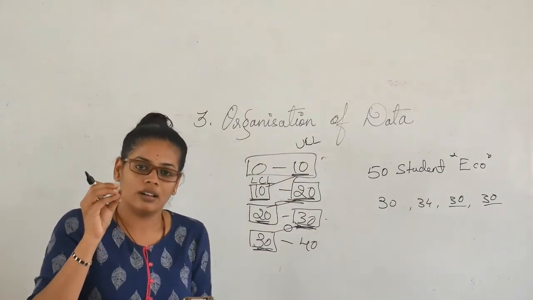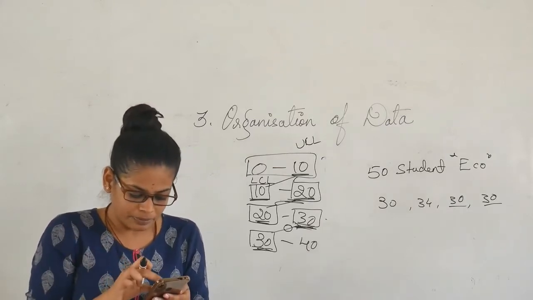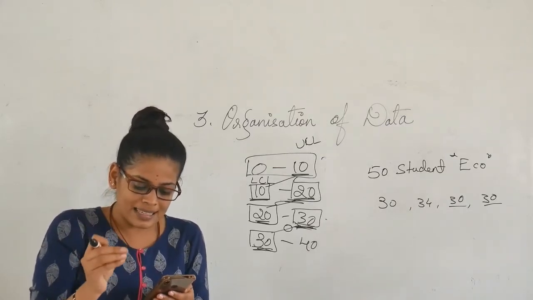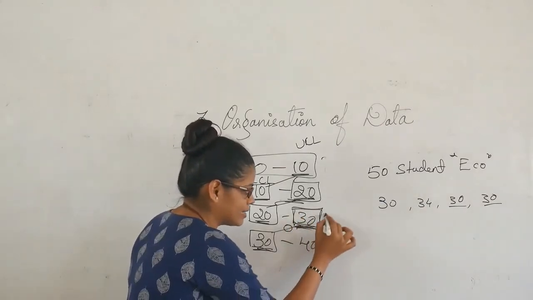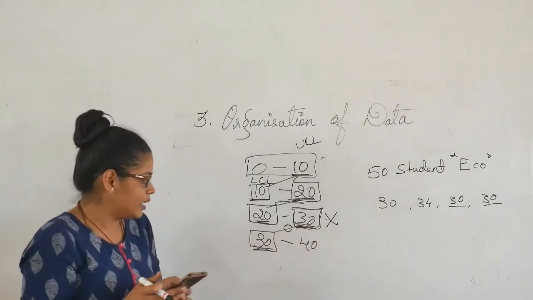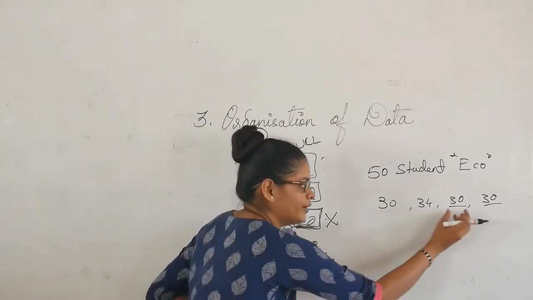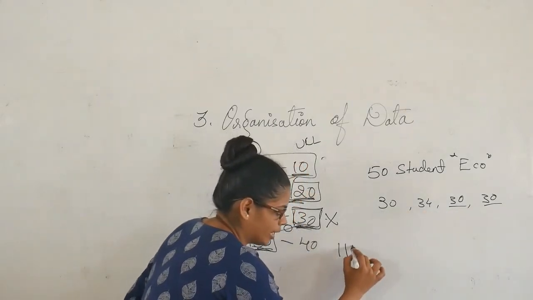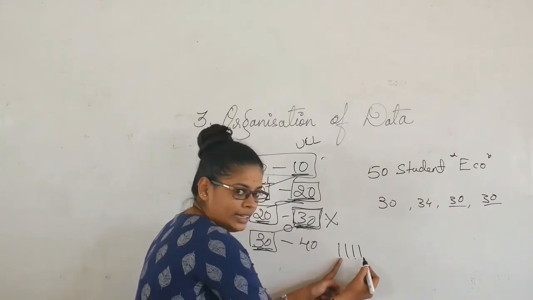So to avoid this confusion, they have made a rule for us to make it very easy. What is that? The upper class limit is excluded. So we are not considering this 30, whereas this 30 is being considered. So all these 30 marks are being included here. Okay. So 30, 34, 30, 30.